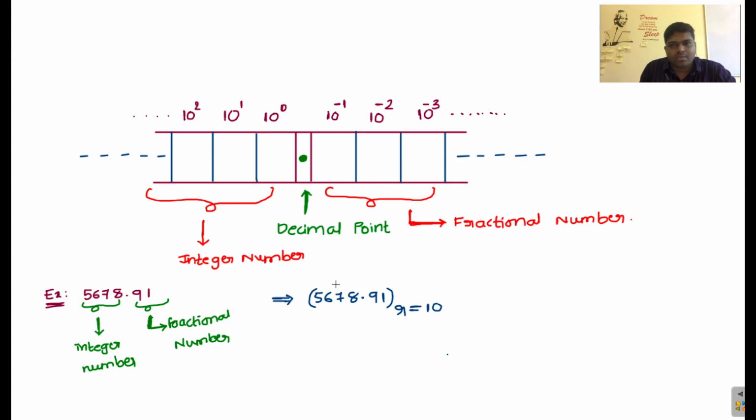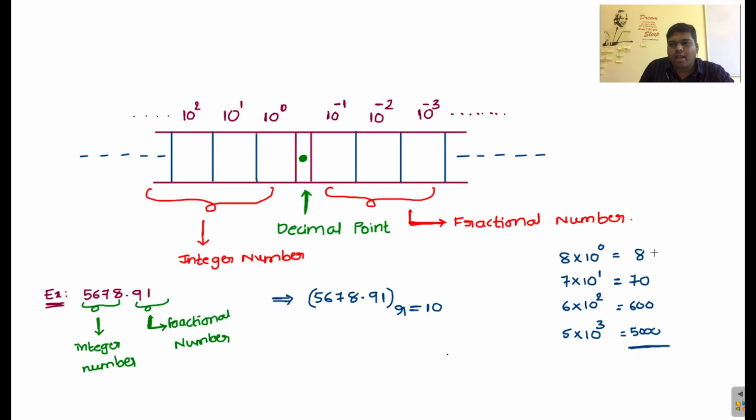Now you can observe here for your understanding. Here I am writing 8 into 10 power 0. 10 power 0 means what? 1. So 8 into 1, you will get 8. 7 into 10 power 1, you will get 70, and next 6 into 10 power 2, that means you will get 600. 5 into 10 power 3, then you will get 5000.